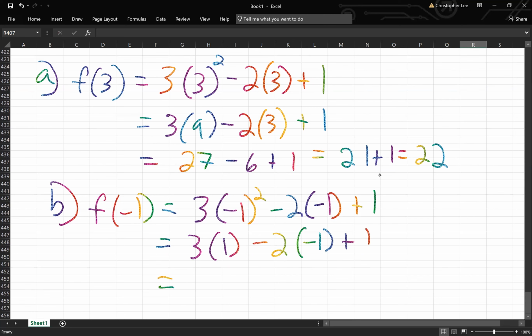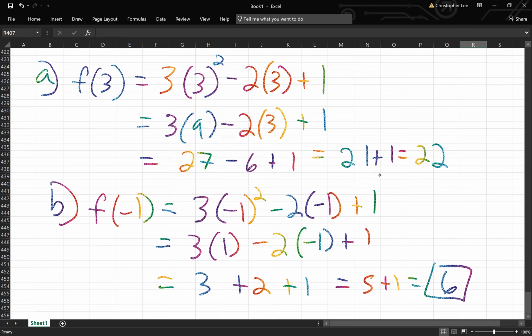And then I got my minus 2 times negative 1 plus 1. Help me out. What's 3 times 1? 3, appreciate it. What's negative 2 times negative 1? Okay, positive 2, and then plus 1. What's 3 plus 2 again? That's 5, and 5 plus 1 is 6. That's it. Questions on that?